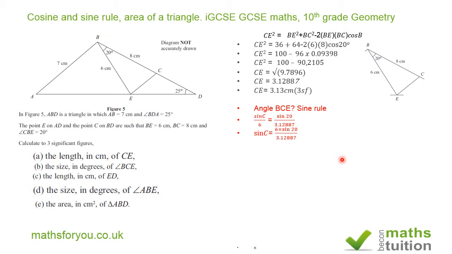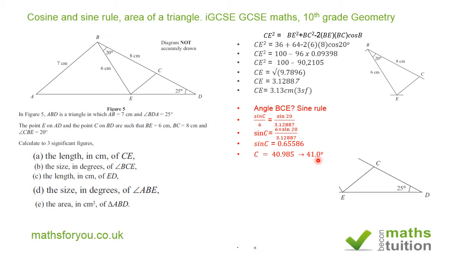So sine C then becomes 6 times sine 20 over 3.12887. Sine C will then give us 0.65584. Now, the inverse of that should give us the value of C. I've got the figure here of 41.0 degrees. It makes sense to add the zero there because we're working to 3SF. So C is actually 41.0 degrees.